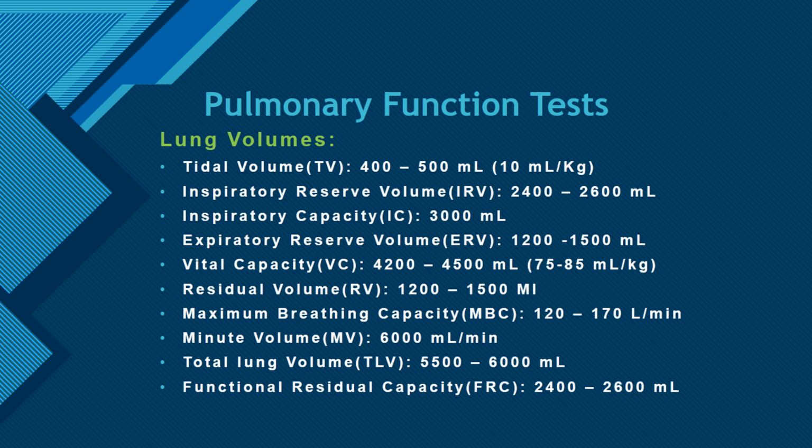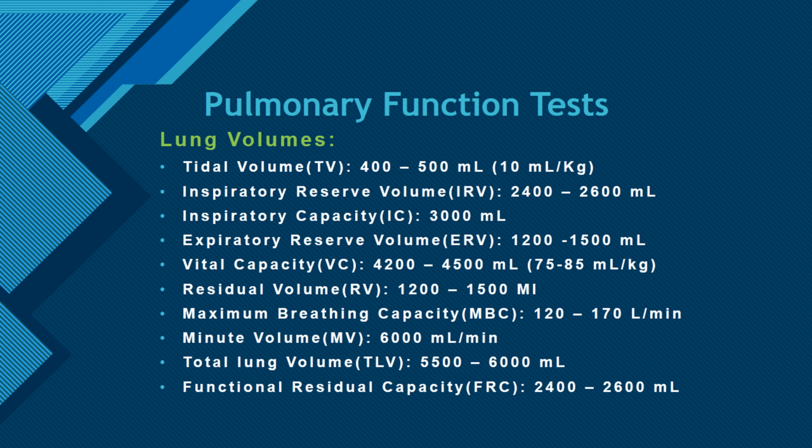Residual volume. It is volume of gas still present in lungs after maximal expiration. It is 1200 to 1500 ml. Maximum breathing capacity. Maximum volume of air that can be breathed per minute. It is 120 to 170 liter per minute. Minute volume. It is tidal volume into respiratory rate. It is 500 into 12 is equal to 6000 ml per minute.